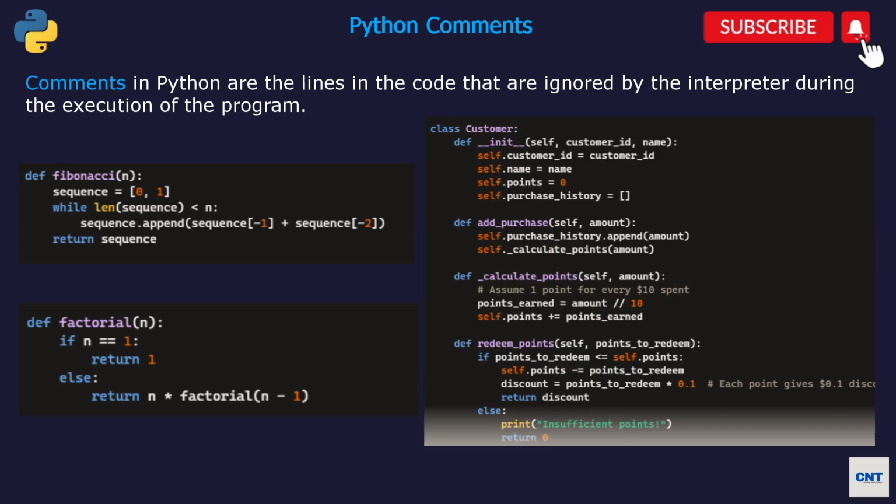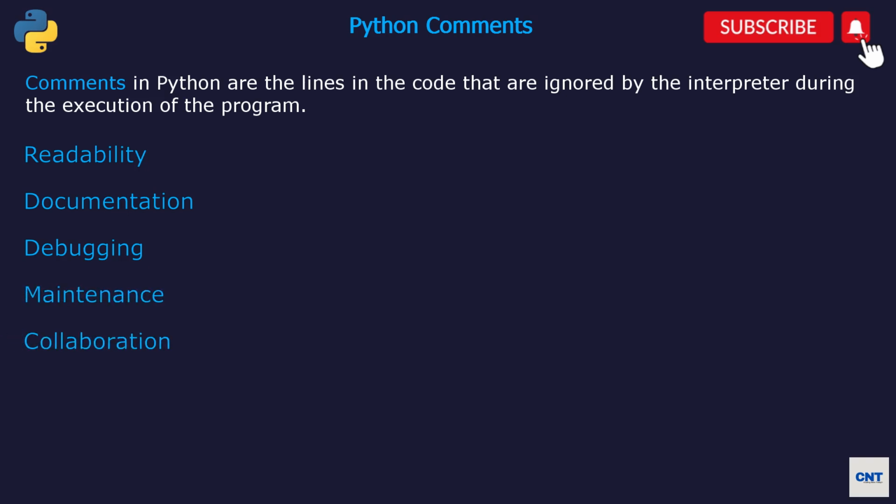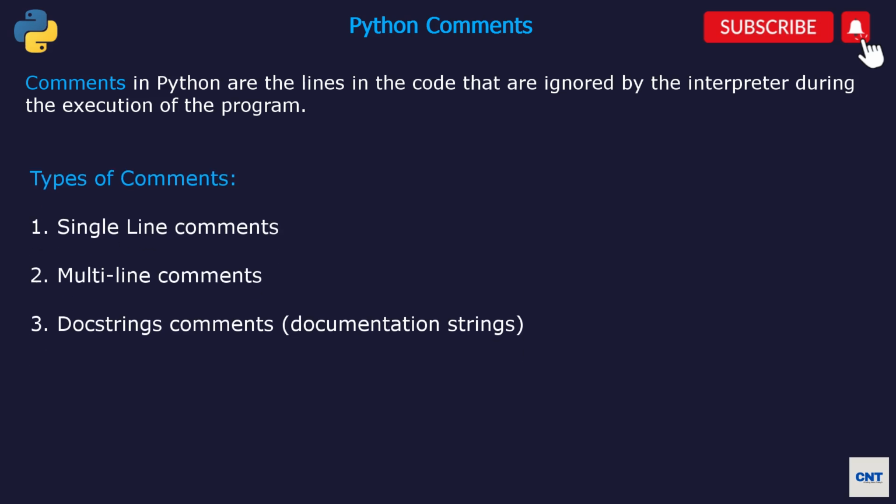There are several reasons that we should use comments. First, readability. Second is documentation. Third is debugging. Fourth is maintenance. Last one is collaboration. Comments in Python are the lines in the code that are ignored by the interpreter during the execution of the program. Single line comments, multi-line comments and documentation strings are the three types of comments in Python.